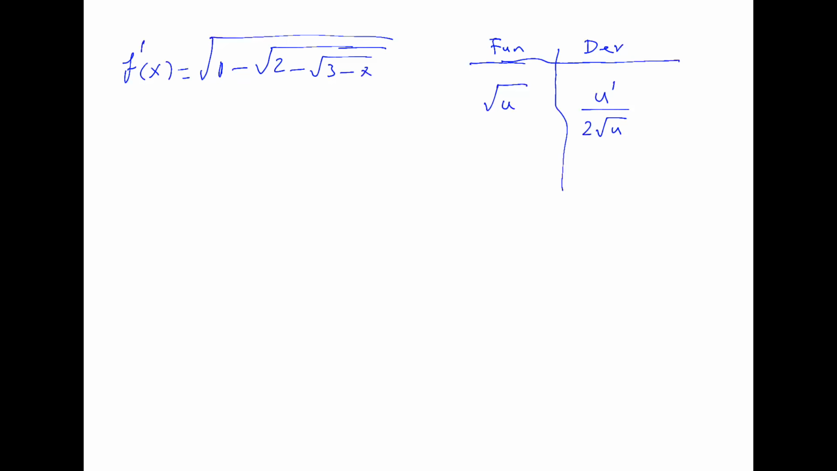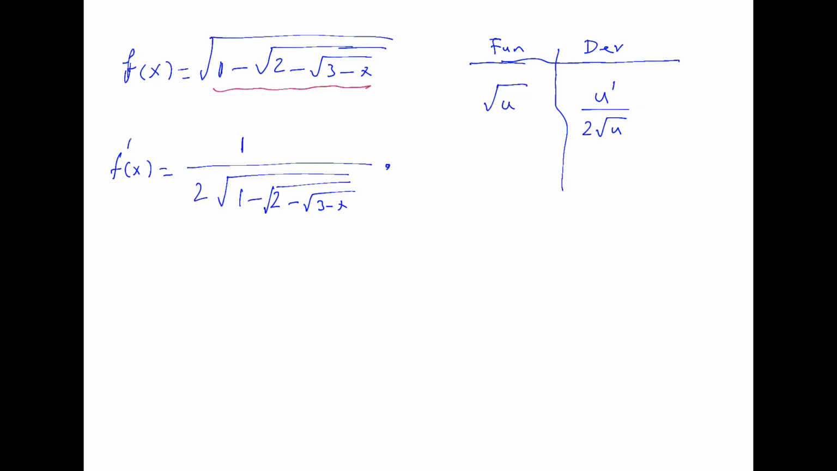If we consider this is u, f prime of x would be 1 over 2 square root of 1 minus square root of 2 minus square root of 3 minus x, times u prime. u prime in this case is this function.